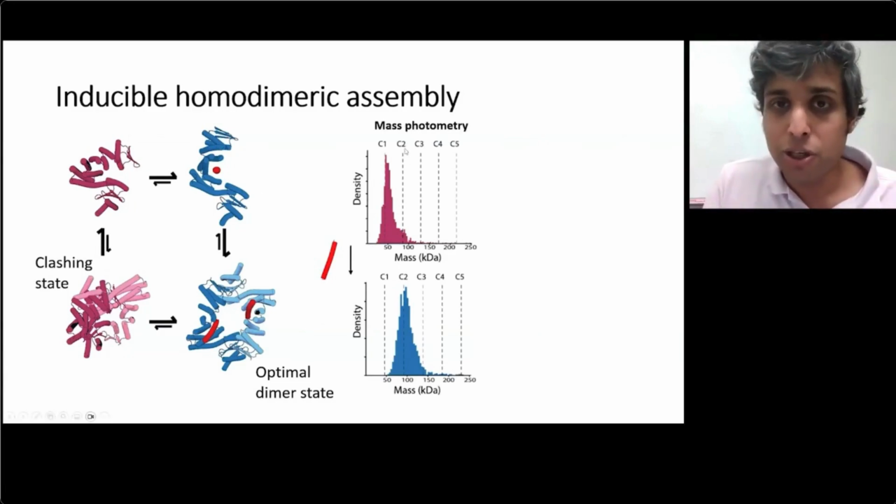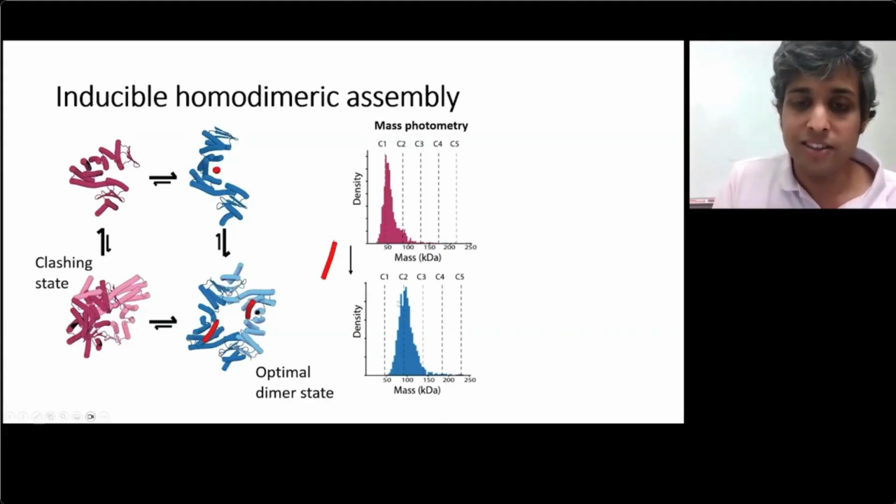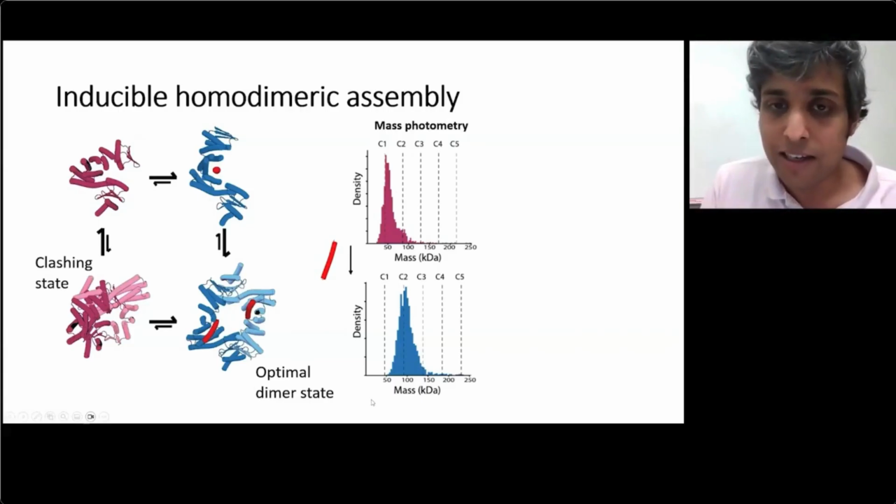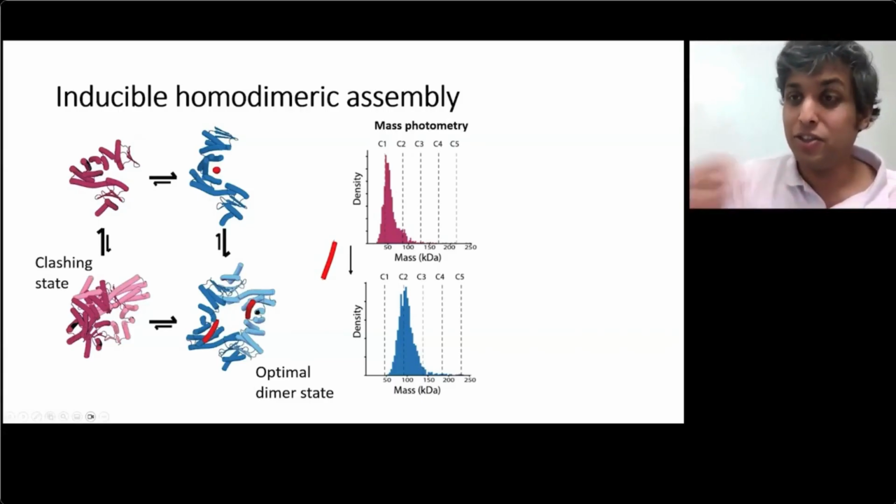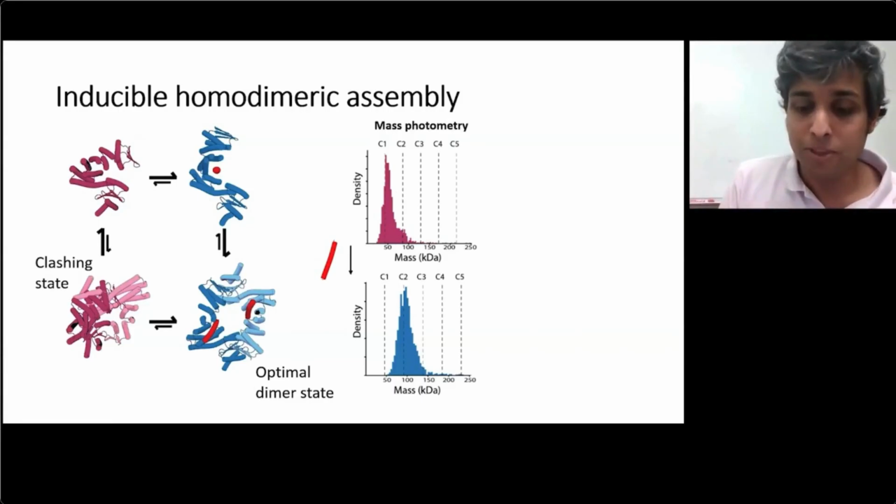Mass photometry also shows this. It goes from being essentially a monomeric protein, C1, to, when you add in the peptide, a dimeric assembly. And this is contingent on the concentration of the peptide.